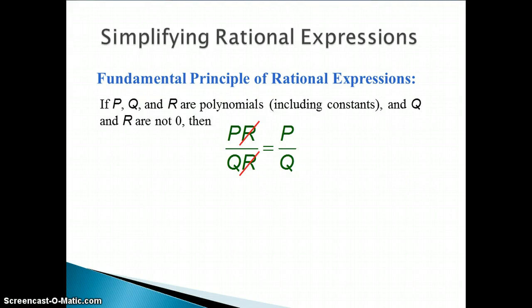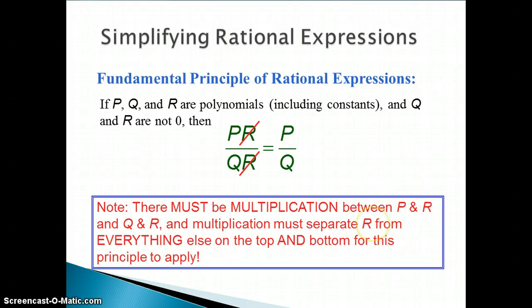And that's because these r's are common factors on the top and the bottom, and so they can cancel each other. Note that there must be multiplication between p and r and q and r, and multiplication must separate r from everything else on the top and separate it from everything else on the bottom for this principle to apply. So for example, if the denominator said q plus r instead of q times r, we would not be able to cancel the r's. They must be common factors of the top and bottom.